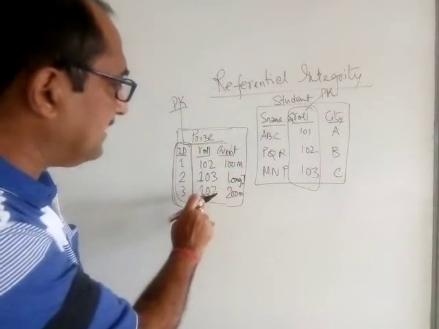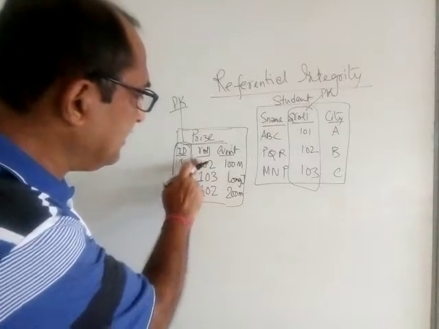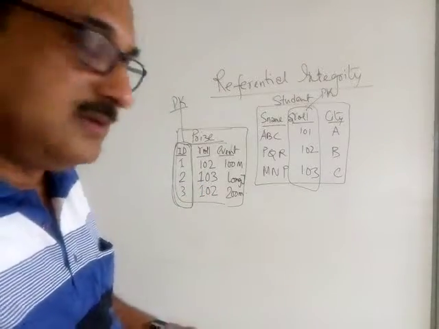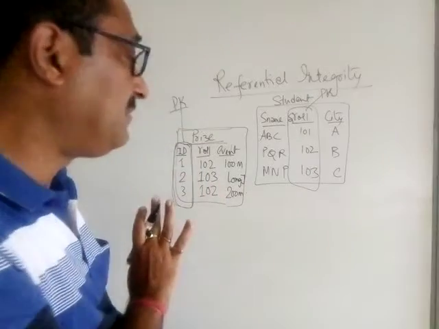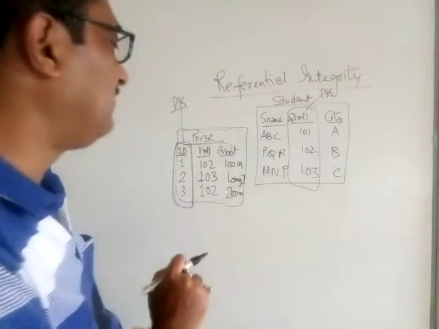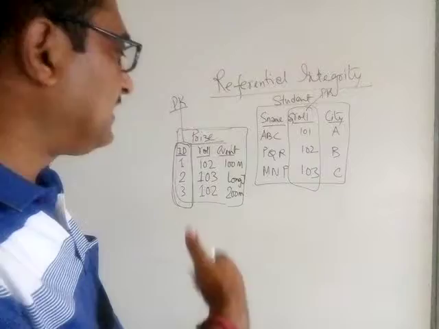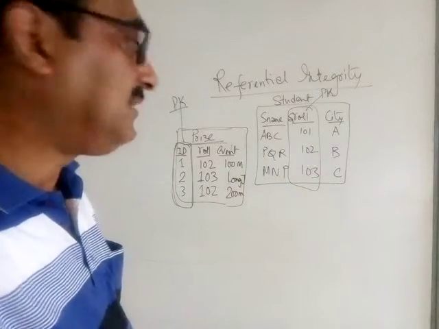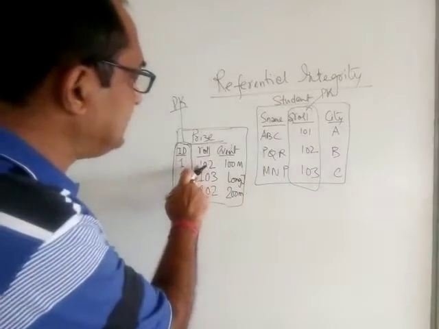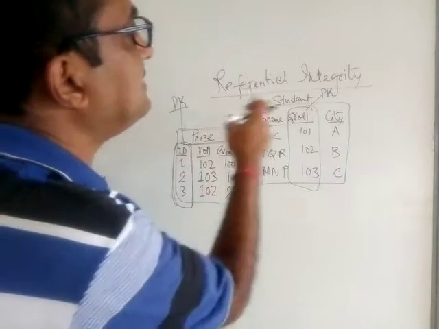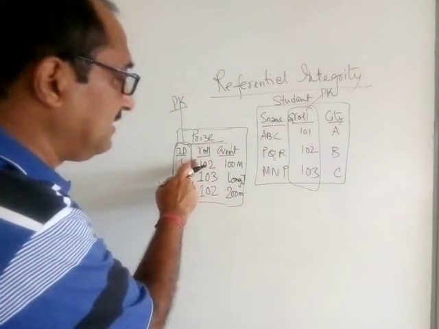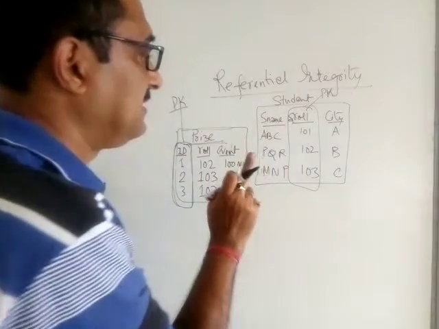But when it comes to prizes, a particular student like 102 has won 2 prizes. So 102 can appear many times. So here it cannot be a primary key. This cannot be a key field. So let us go back to the concept of foreign key. We understood the foreign key is a key which is a primary key in some other table. Here it is not a primary key, but it is a primary key in some other table.